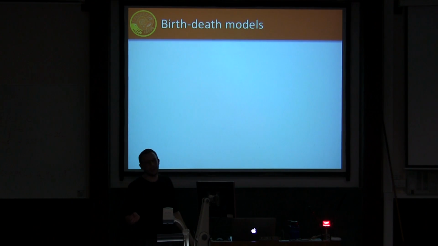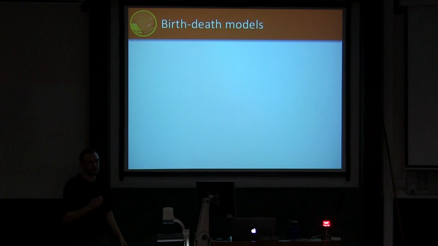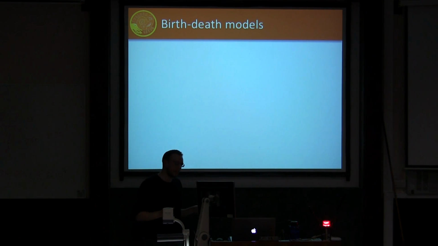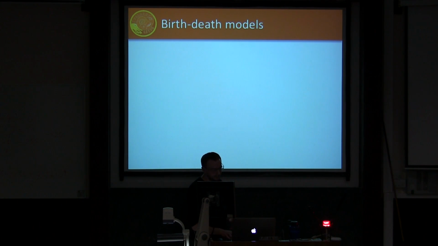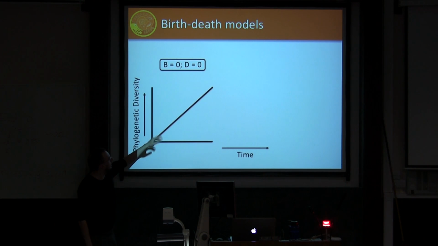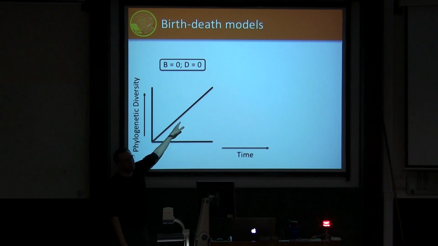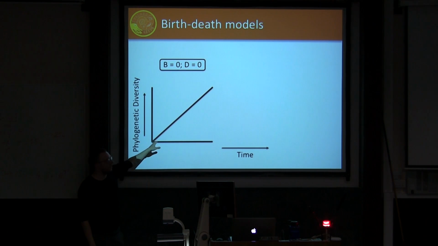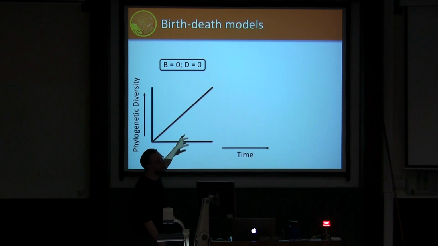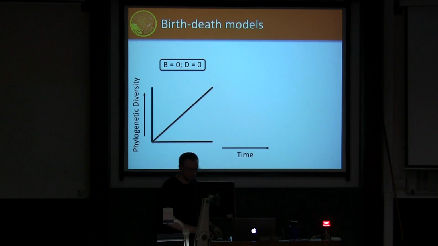Before I show you the actual empirical data, what we did first of all, or what Dave did mainly, was generate a bunch of birth-death models to give us some expectations against which we can compare our empirical data. The simplest one is no births, no deaths. So we just end up with a linear rise in phylogenetic diversity, and the slope is going to be dictated by the number of tips you stick in your starting tree. That's probably not very realistic, but it's a null that we might want to compare things to.